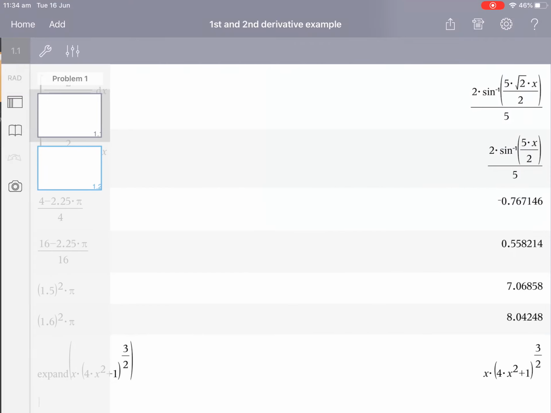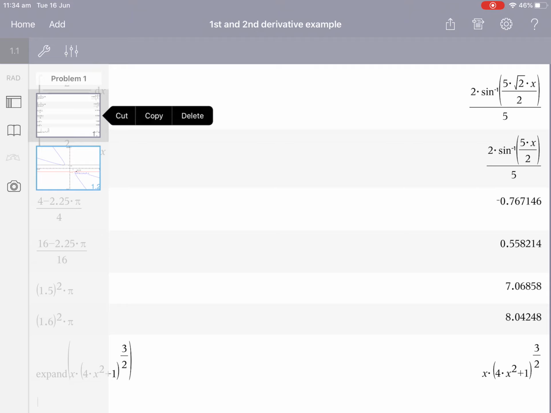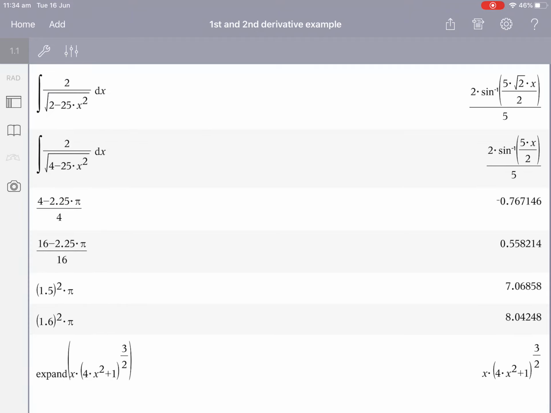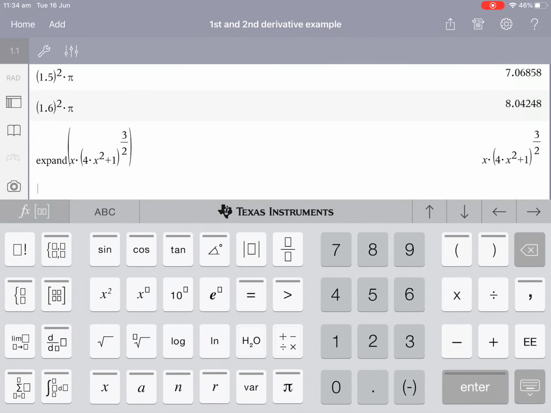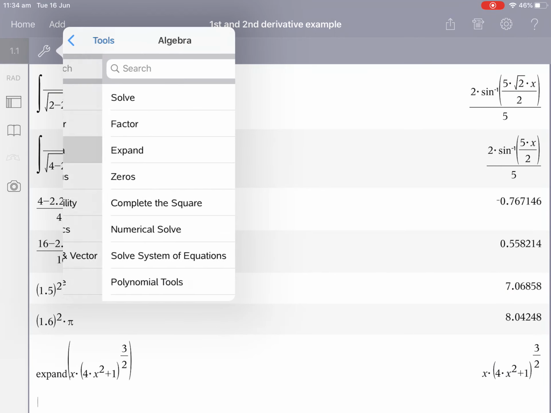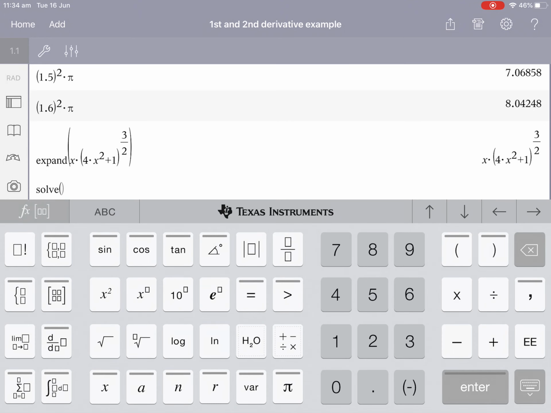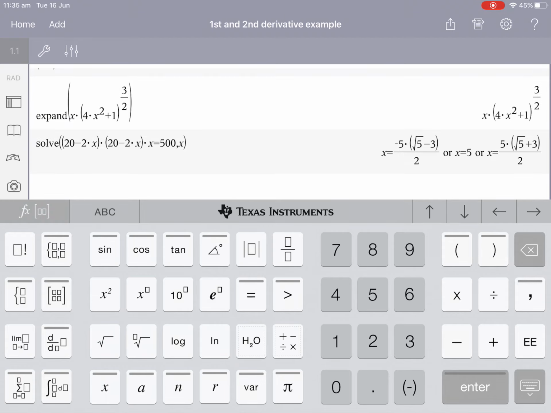Now remember, we've spoken about this before, the calculator on the iPad looks a little bit different to what you've seen before, but the functions are all essentially the same. So I need my tools. It is an algebra function to solve, and I have my equation, which is 20 minus 2x, times 20 minus 2x, times x, and we want that equation to be equal to 500, and we need to find out what x is. So there's my calculator equation.